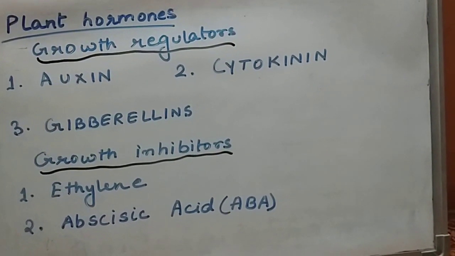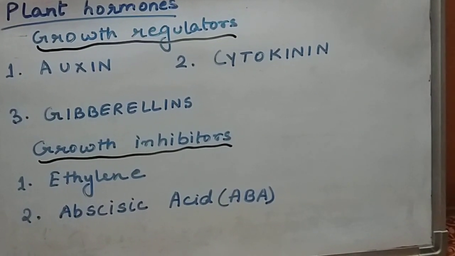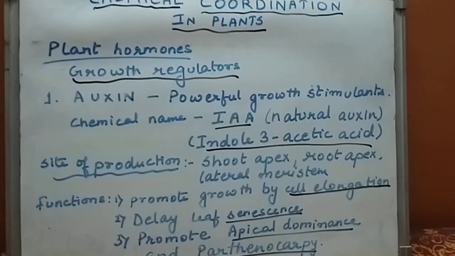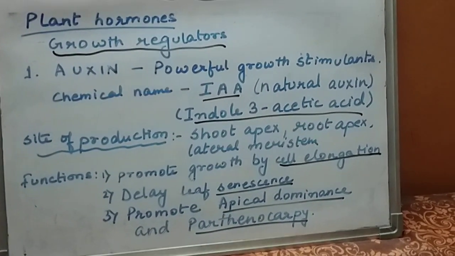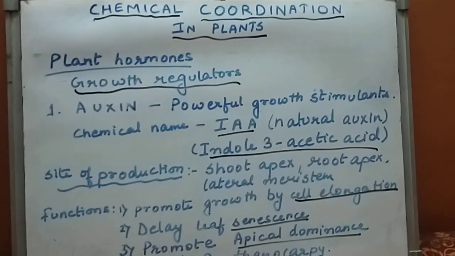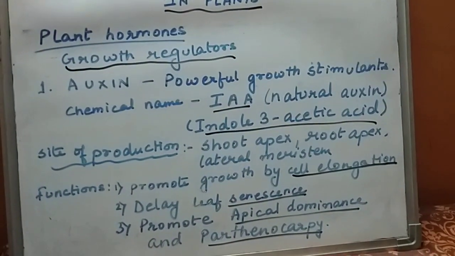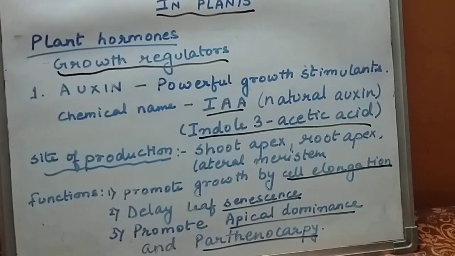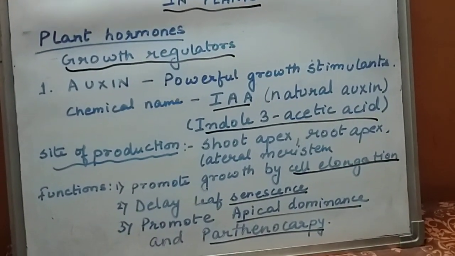So we will be continuing with each of the hormones and their properties and functions respectively, starting from the auxin itself. So starting with the auxin, the first growth regulator. It is also known as a powerful growth stimulant, and the chemical name of the natural auxin is IAA. The full form is indole 3-acetic acid. That's the chemical composition and chemical name of the natural auxin.